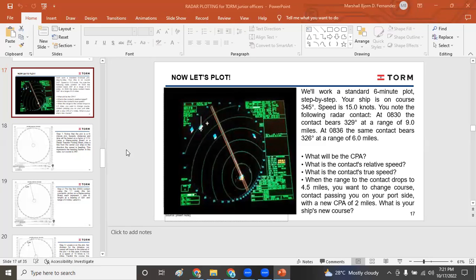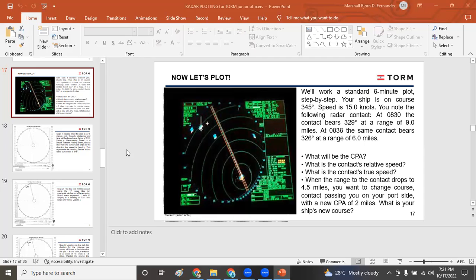So how will you know if you have plotted it correctly, or have appraised or evaluated your radar transfer plotting sheet in comparison with the ARPA that is giving you the automatic information? Kasi with week 9, it's showing you the automatic information: closest point of approach, time of closest point of approach, bow crossing range, bearing, distance, etc.